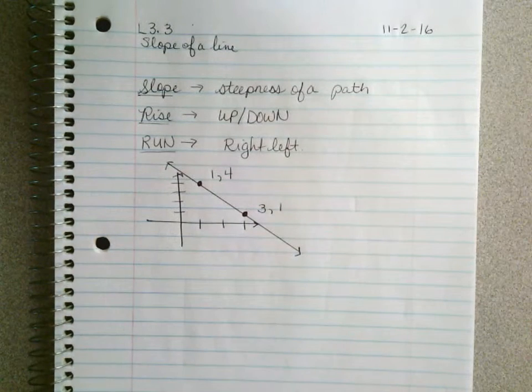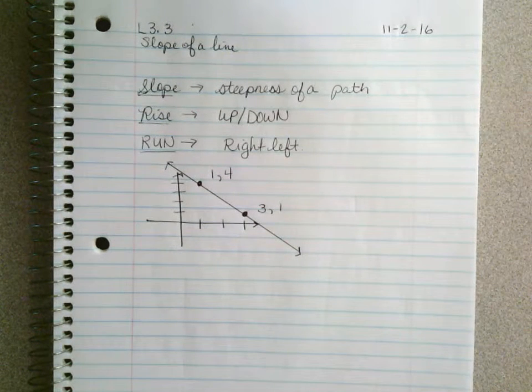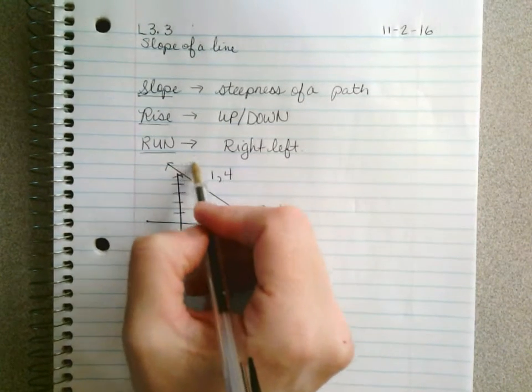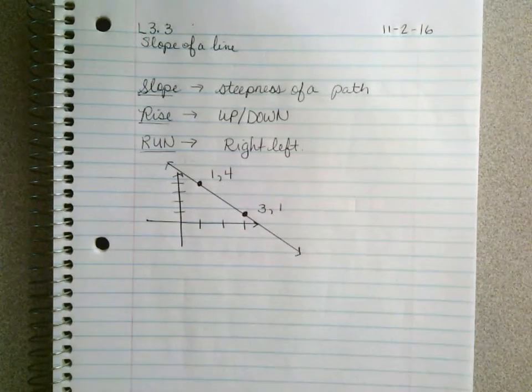It's pretty clear to see that this particular line has a slope. It's kind of going downhill. Like if I poured a cup of water from right to left, this particular slope is going downhill.